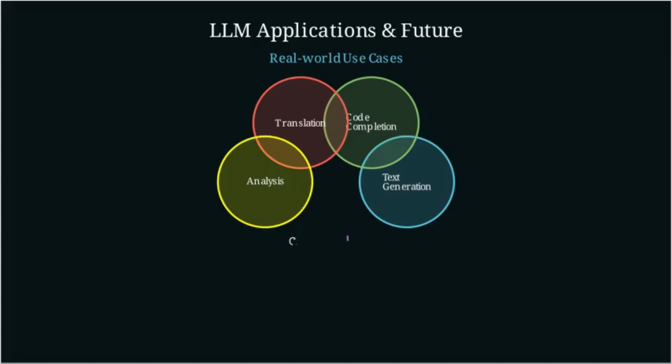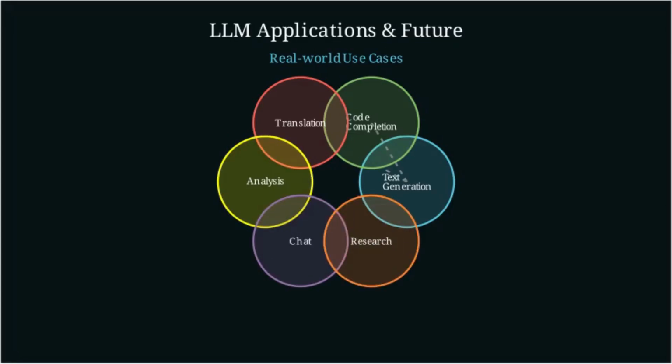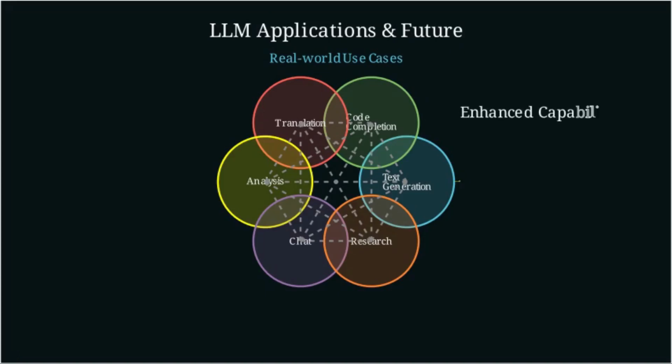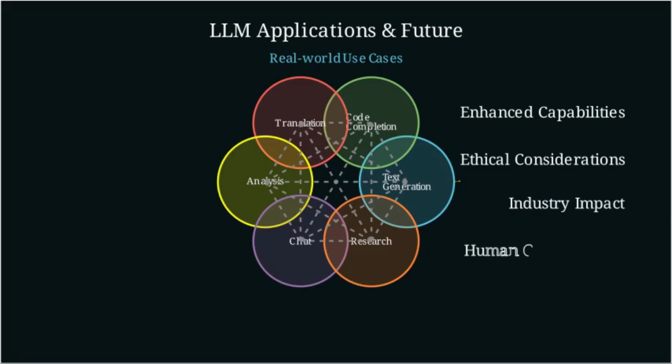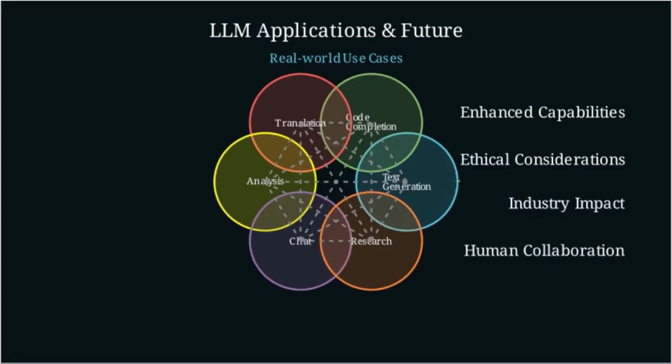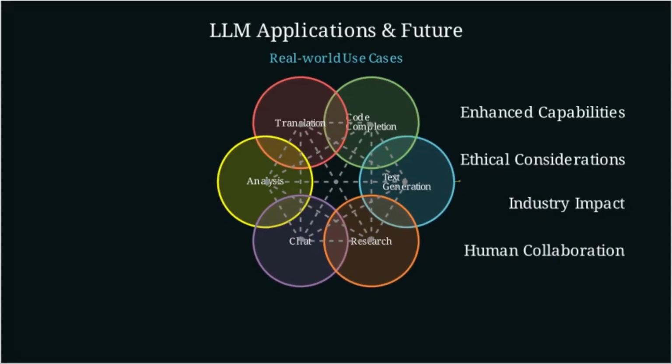LLMs have transformed from laboratory curiosities into practical tools that touch nearly every industry. From generating human-like text and completing code to enabling natural conversations and conducting research, these models are reshaping how we work and communicate. Each application connects with others, creating a web of possibilities that continues to expand.